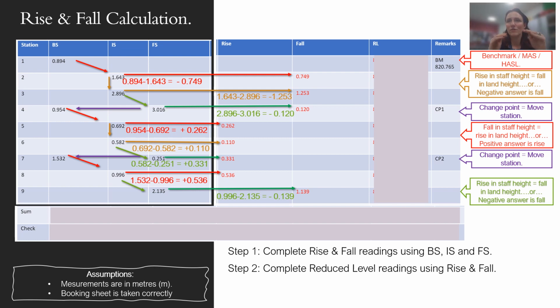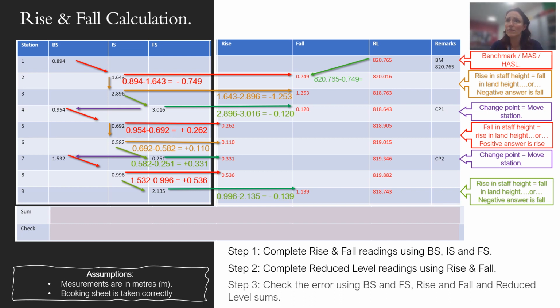All I've done is the differences between each other, so it makes it nice and easy when you're following the table through, because all you're then doing is saying, well, actually we've got the benchmark, which is 820. It's fallen by 0.749 to the next point, so I just take it off because it's fallen. Okay, ground level's fallen, and then I do the next one and I say, from that point to the next point, it's fallen by another 1.253. Right, okay, let's put that in. Yeah, and then when we get to the rise, well, it's risen by that much.